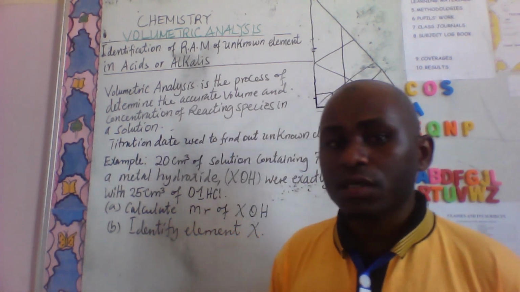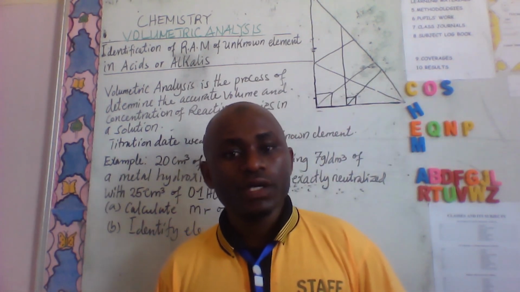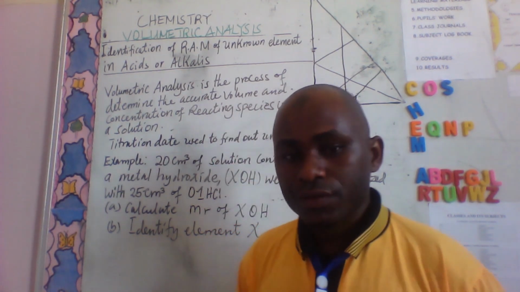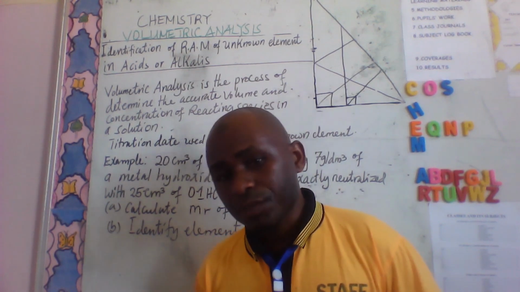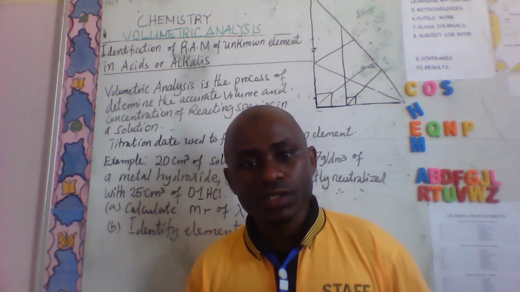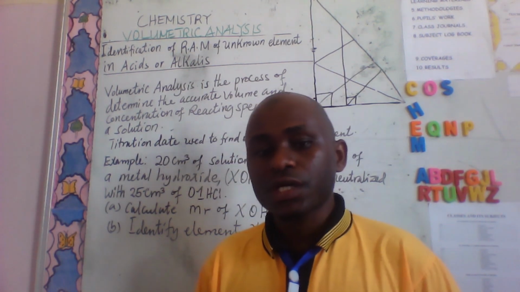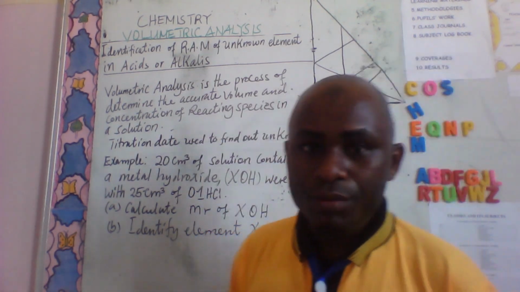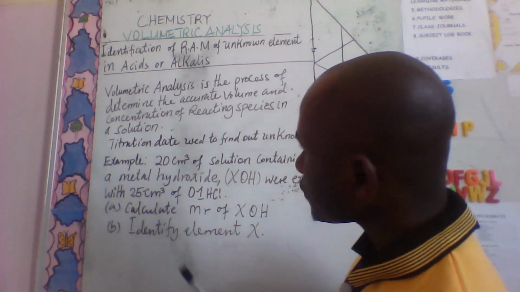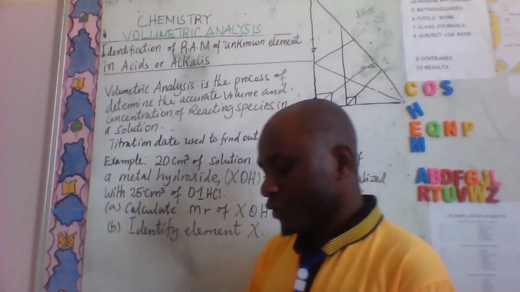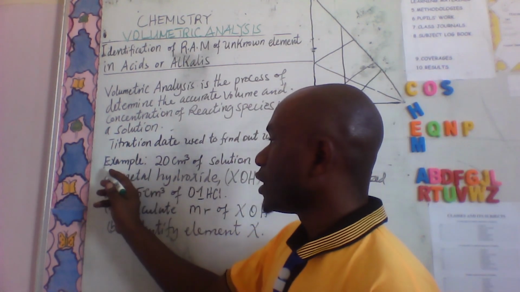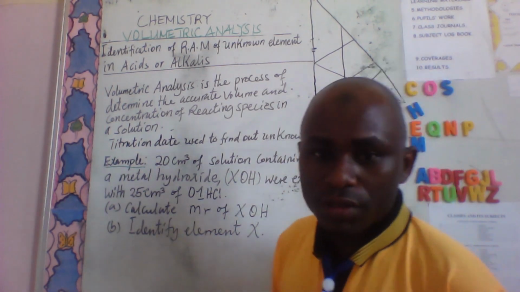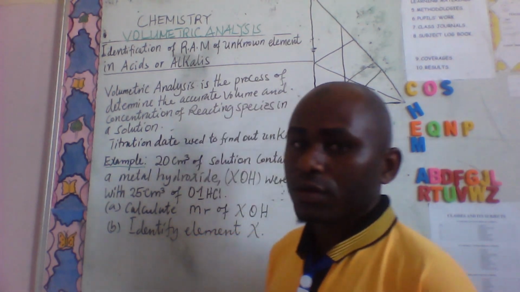Up to here, let us see the example in which you can identify the relative atomic mass of an unknown element in an alkali or base. It means that we are supposed to perform the titrations, then get the titration data. After getting the titration data, you can find out the relative atomic mass of unknown elements. We have an example here in which we are going to find out the relative atomic mass of an unknown element.